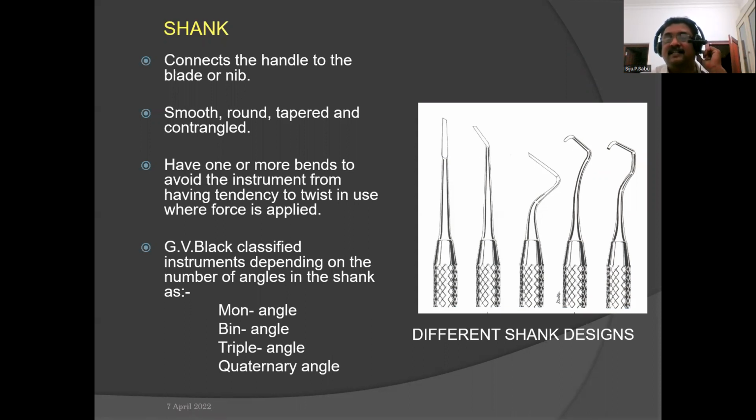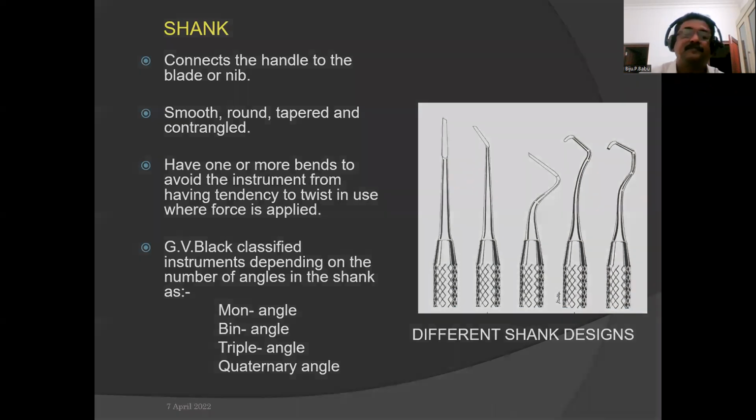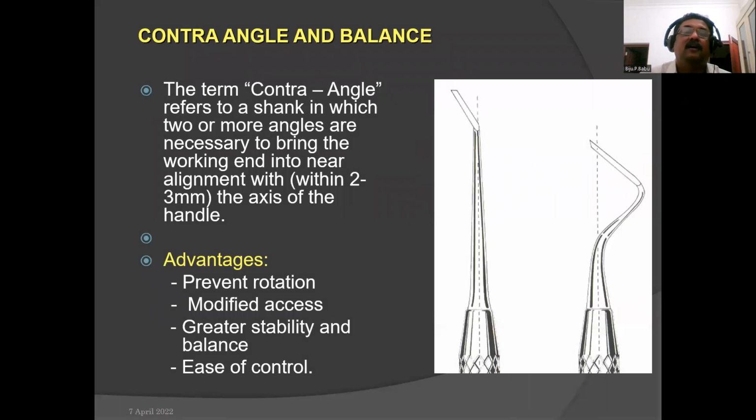Now, according to the angles in the shank, you name the instrument accordingly. Now, why do you require these angles in the shank? It is also called contrangling, or for balance purpose. The term contrangle refers to a shank in which two or more angles are necessary to bring the working end into near alignment with the axis of the handle.